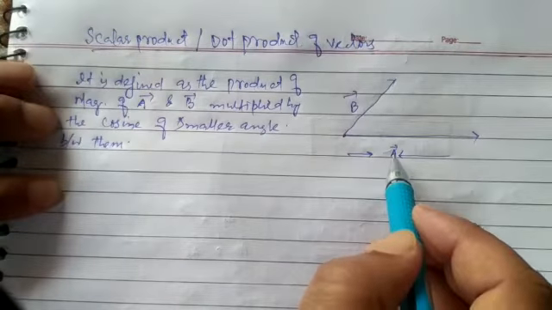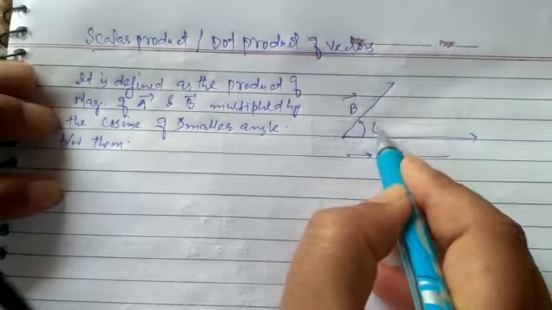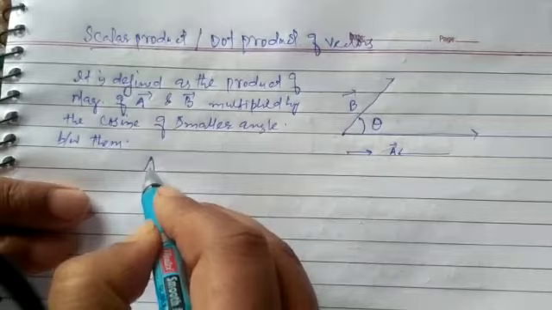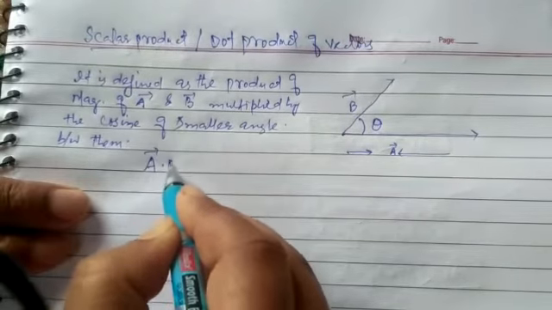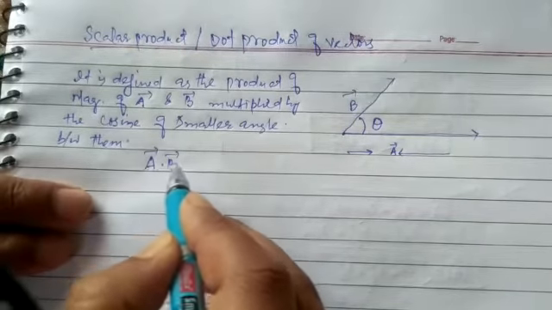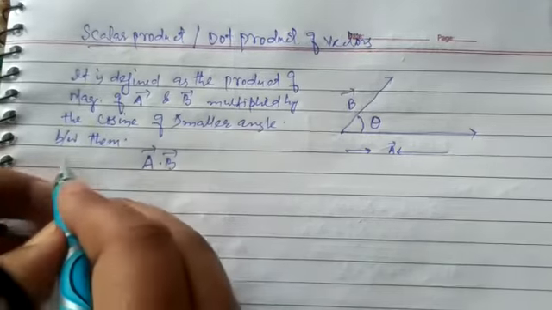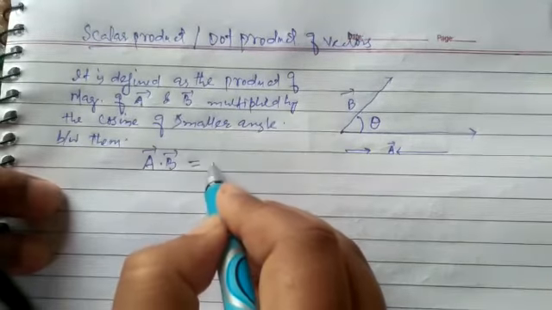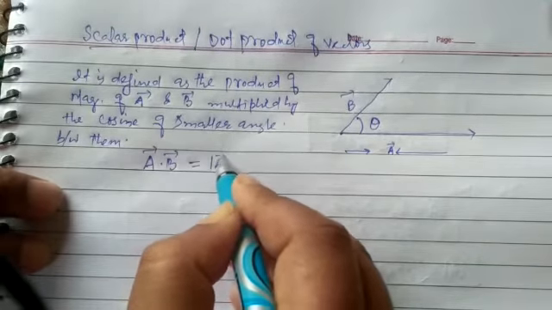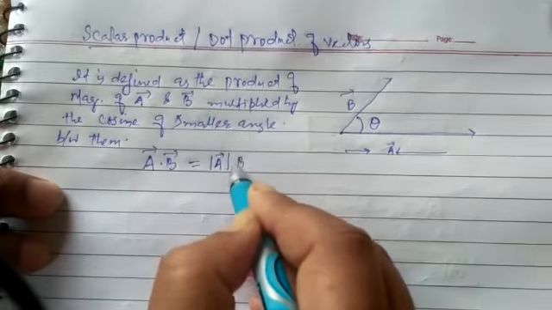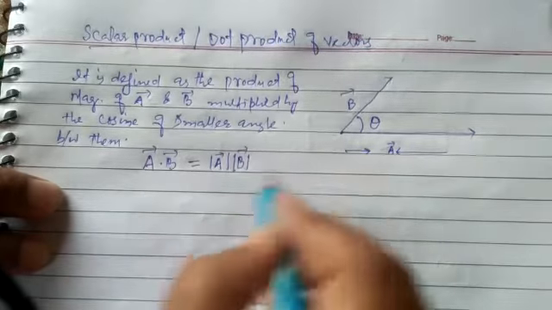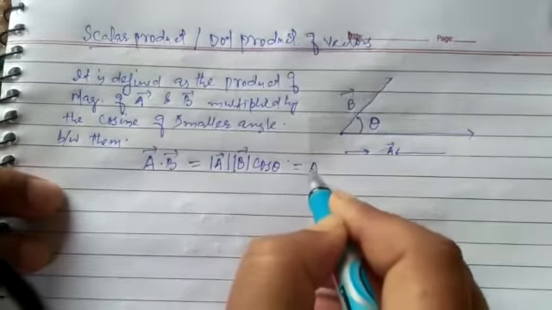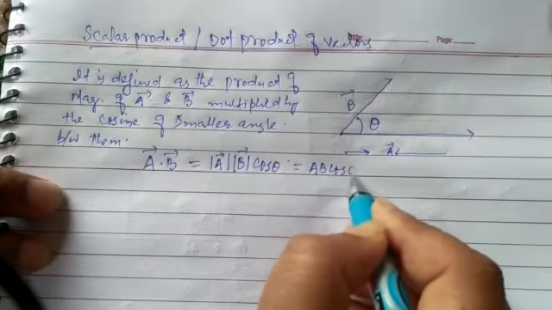So if we have two vectors A and B and they have an angle theta between them, then we can represent the dot product or scalar product as A dot B. A dot B equals the magnitude of A into the magnitude of B and the cosine of the angle between them, that is cos theta. Or you can simply write it as A B cos theta.